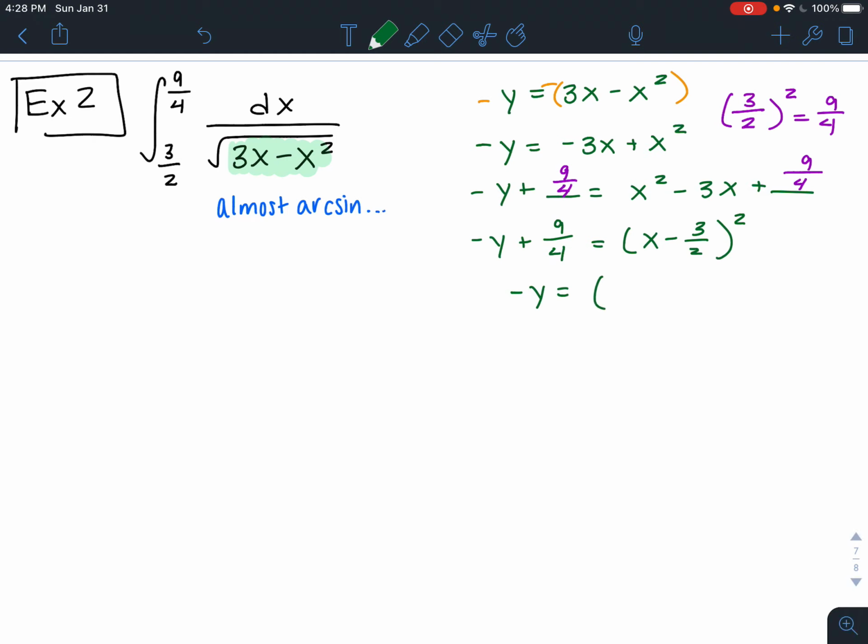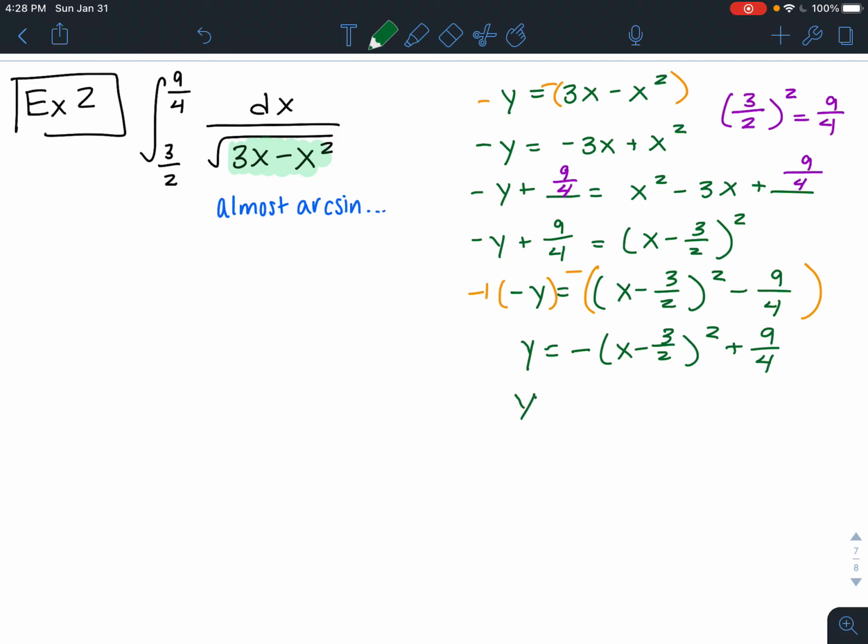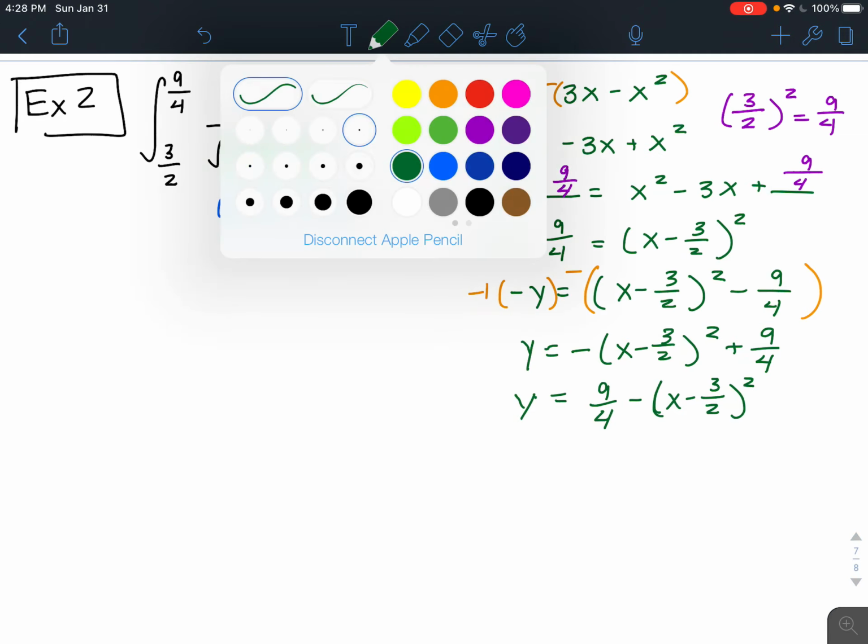I'm going to move my 9 over 4 over. And now I'm going to multiply all of this by negative 1 again. So now I get positive y is negative of x minus 3 over 2 all squared plus 9 over 4, which I can reorder to be 9 over 4 minus x minus 3 over 2 all squared. Whew, a lot of work for that.